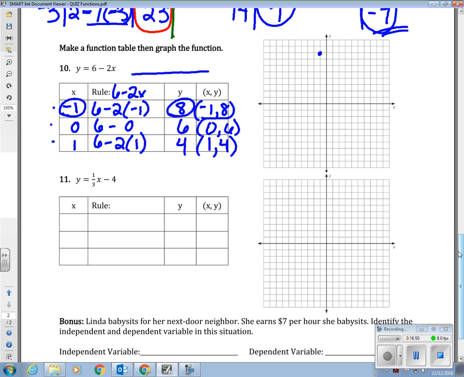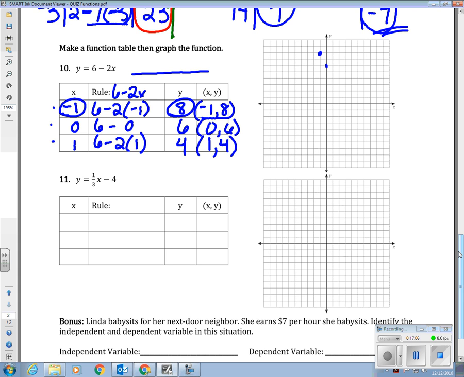If I don't make a line with this, I've made an error with my math. I need to go back to the beginning and try again. So I have -1, 8. The next one is 0, 6. So I'm not going right or left, and I'm going up 6. 1, 2, 3, 4, 5, 6.